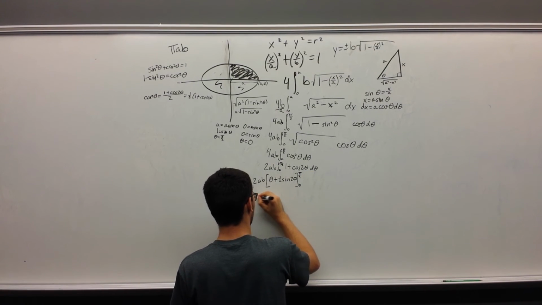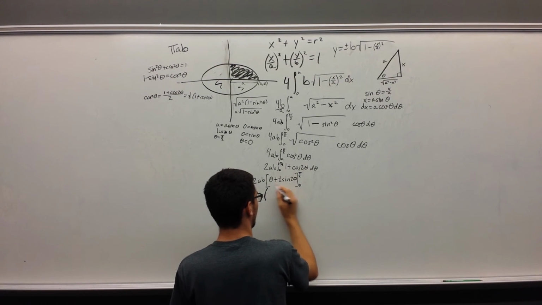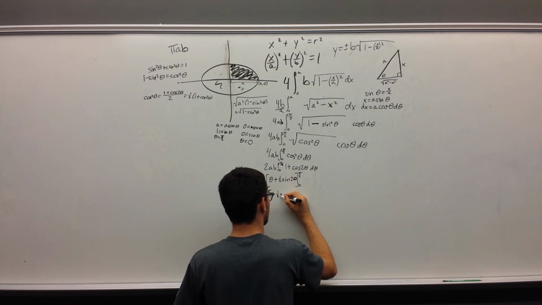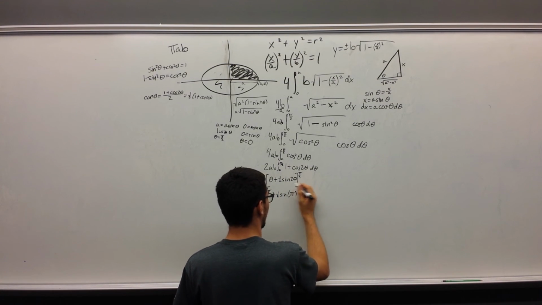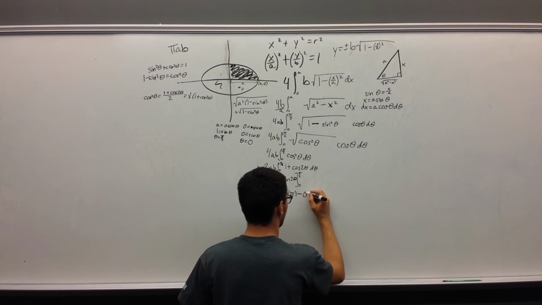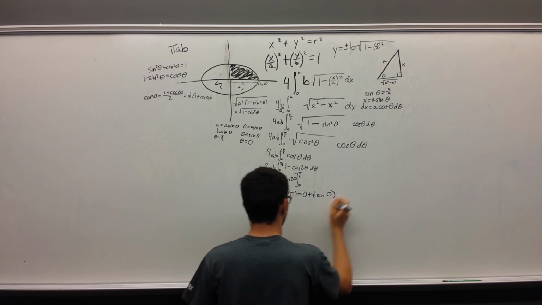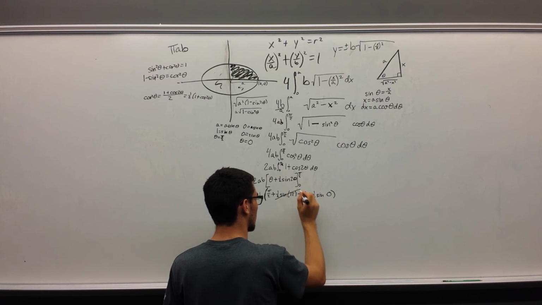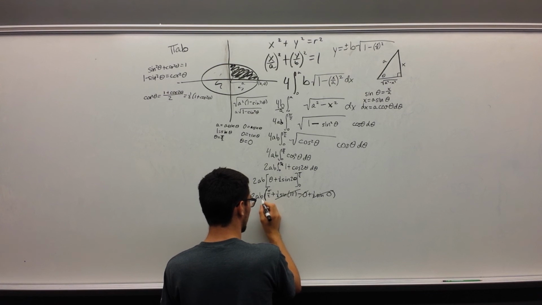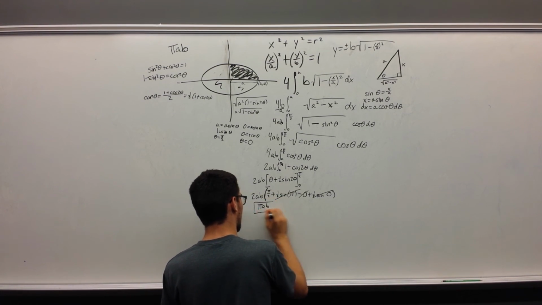So we're going to have 2ab times, okay, theta is going to be pi over 2 plus 1/2 sine of pi, because 2 times pi over 2, and then minus theta is 0, plus 1/2 sine of 0. Alright, sine of pi is 0, so that's gone. Sine of 0 is 0, so that's gone. And so what we're left with is 2ab times pi over 2, or pi ab. And that is the answer that you're looking for.